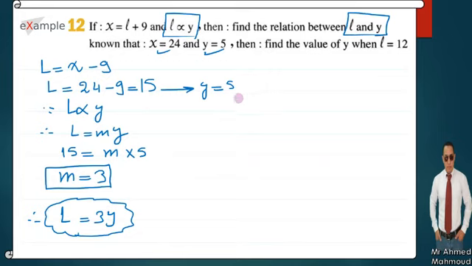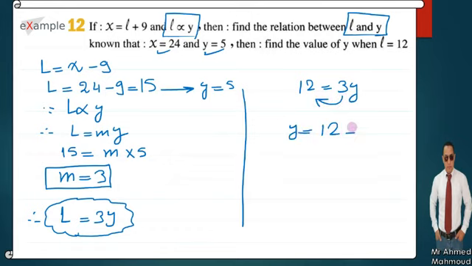If L equals 12, then 12 equals 3y, so y equals 12 divided by 3, therefore y equals 4. Example 13.